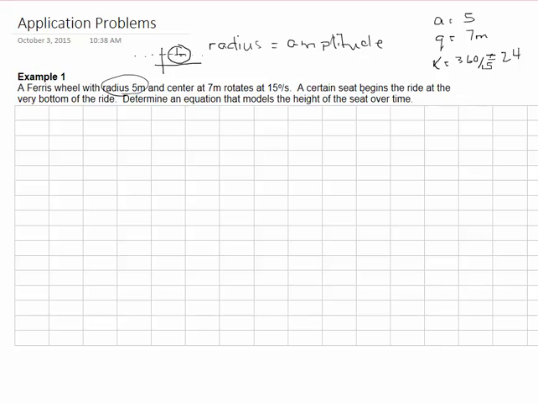So right away as you start to read it, you can also start to extract some of the information you need. A certain seat begins the ride at the very bottom, so at the lowest point. Determine the equation that models the height of the seat. So a sketch may help us here. Let's just sort of go through here.